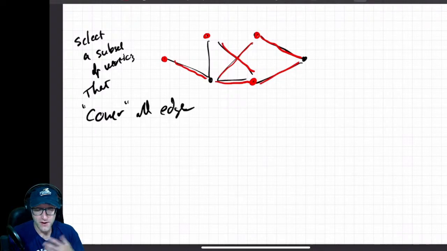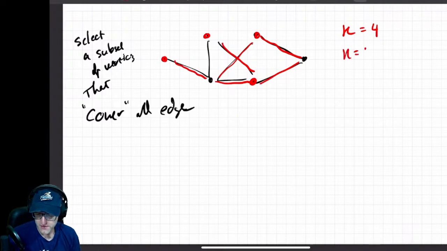The example of the decision version of this is, given a k, does there exist a vertex cover of size k? So does there exist a vertex cover of size 4? The answer is yes. Does there exist a vertex cover of size 3 here? I don't know. Help me out.